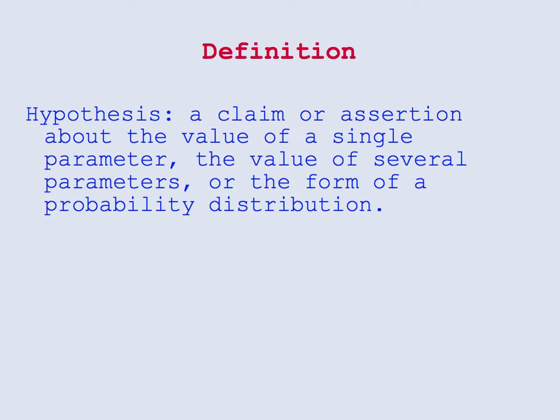So what exactly is a hypothesis? Well, a hypothesis is a claim or assertion about the value of a single parameter or the value of several parameters or the form of a probability distribution. This is the mathematical definition of hypothesis.